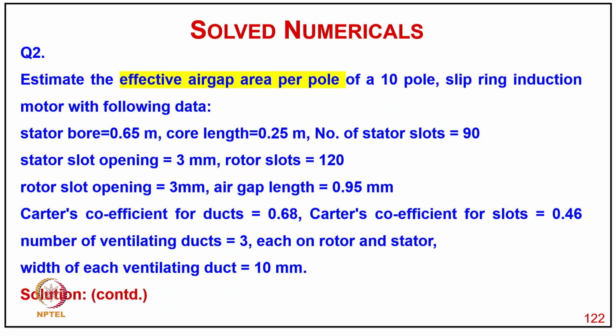So coming to the second typical problem: estimate the effective air gap area per pole of a 10 pole slip ring induction motor with the following data: stator bore diameter 0.65 millimeter, core length 0.25 millimeter, number of stator slots 90, stator slot opening 3 millimeter, rotor slots 120, and rotor slot opening 3 mm. Air gap length is 0.95 mm, Carter coefficient of ducts is 0.68, Carter coefficient for slots is 0.46, and number of ventilating ducts each on rotor and stator, width of each ventilating duct is 10 millimeter.